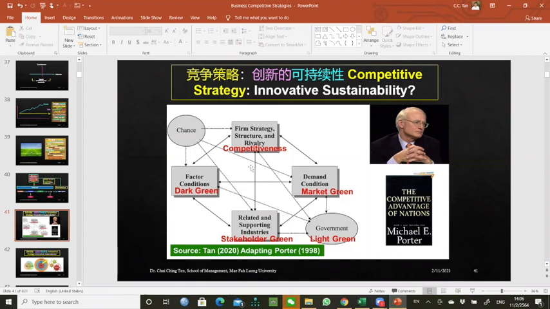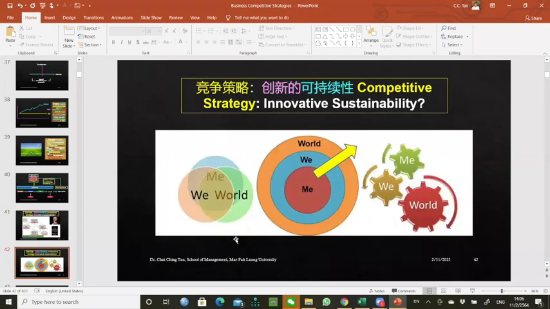Okay, so this is how it becomes competitiveness. The competitiveness of industries therefore comes from light green, market green, stakeholder green, and dark green. And then we have to do value co-creation together and contribute to sustainability, and we can do it in many different ways. We can do it like this, or overlapping, or we can start from me and then contribute to the we and to the world, or the me and we can be circling like a gear, running like a gear together.